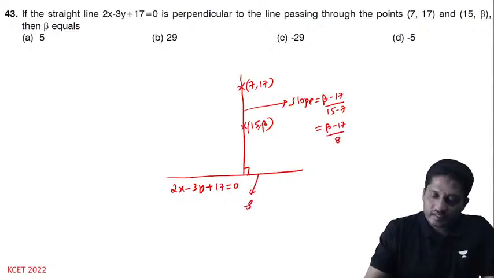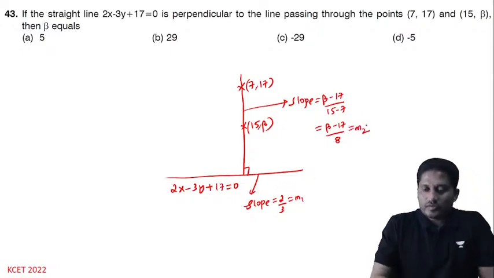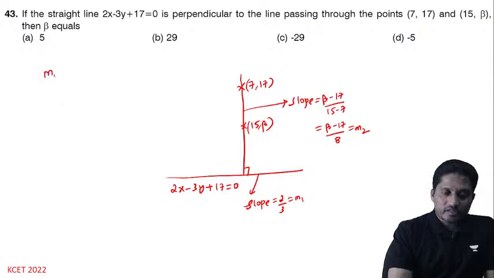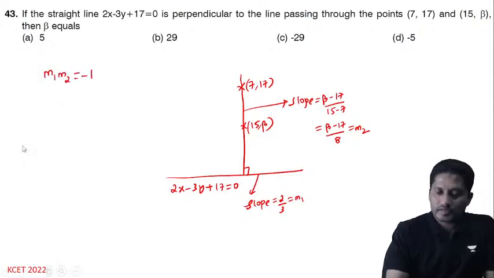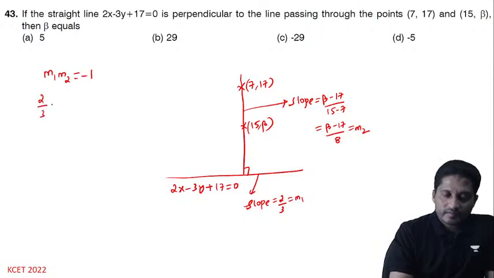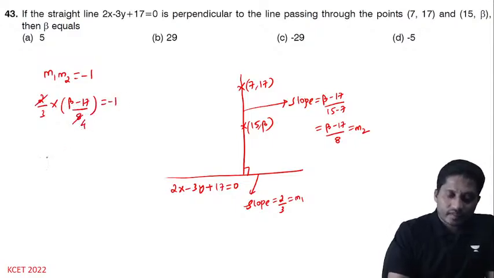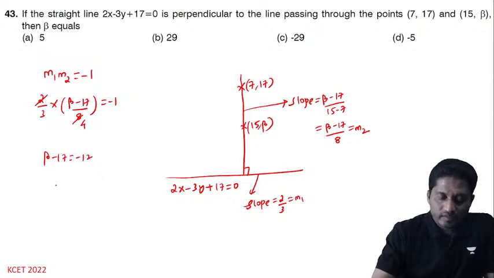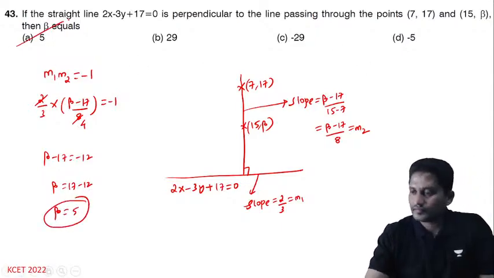Okay, and slope of this line is minus a by b, which is equal to 2 by 3. This is m1 and this is m2. m1 into m2 is minus 1, right? Because they are perpendicular. Product of the slopes should be equal to minus 1. m1 is 2 by 3. m2 is beta minus 17 divided by 8, is equal to minus 1. This will cancel 4 times. Beta minus 17 is equal to minus 12. Beta is equal to 17 minus 12. Beta is equal to 5. Right, answer is option A.